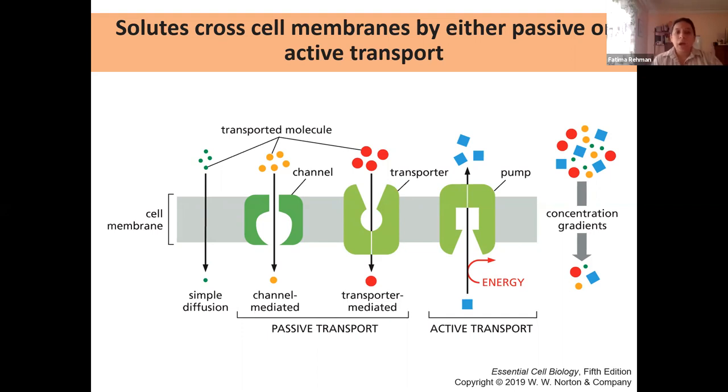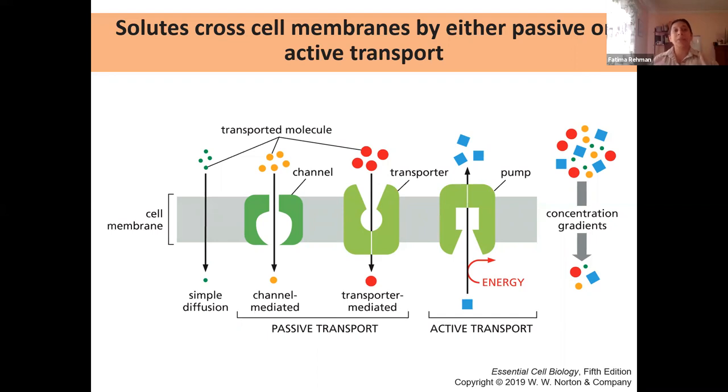Okay, so the multiple ways that transport of solids can take place in the membrane. One is through simple diffusion, right? If there is a tiny molecule that can interact with the lipids in there, it just needs to go through the membrane in accordance with the concentration gradient. It will move through simple diffusion through the lipid membrane, no problem.